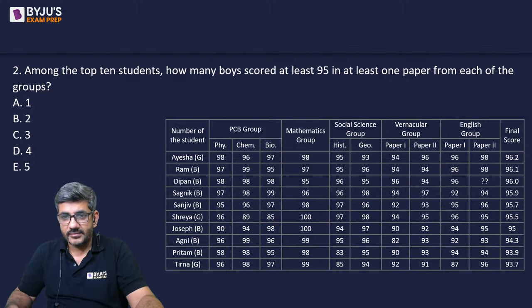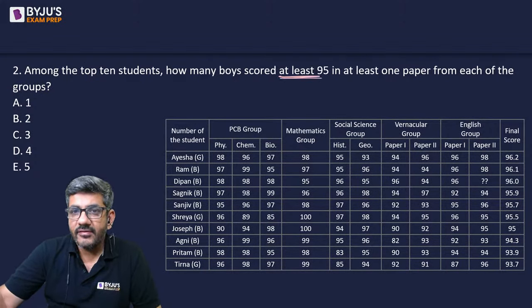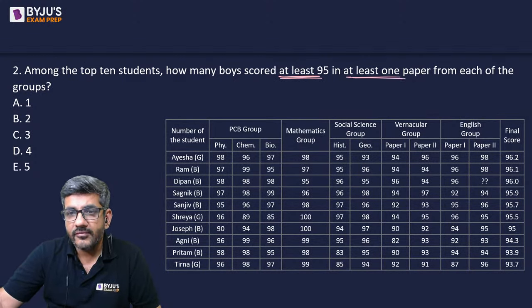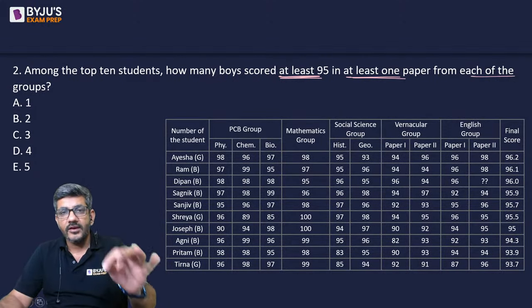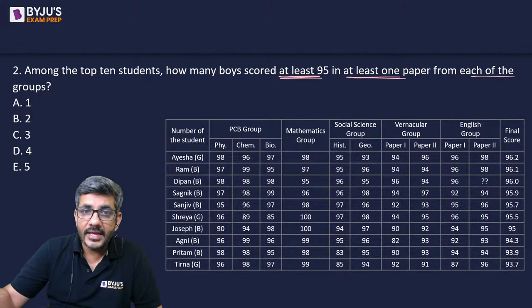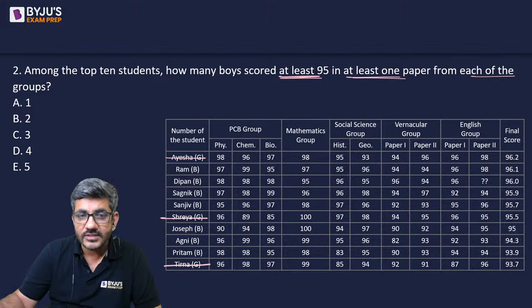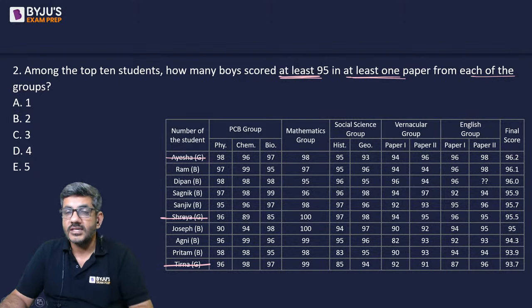Let's have a look then. Let's see what answer comes. At least 95 in at least one paper from each of the groups. So from every group you have at least 95. And he is talking about boys only. So first of all, I do not have to check Aisha, I do not have to check Shreya, I do not have to check Tirna. So I just have to check these guys now.